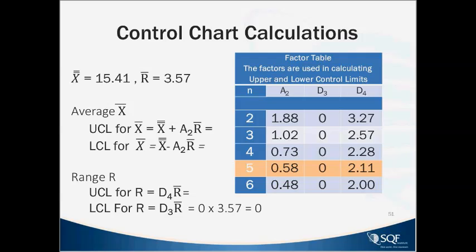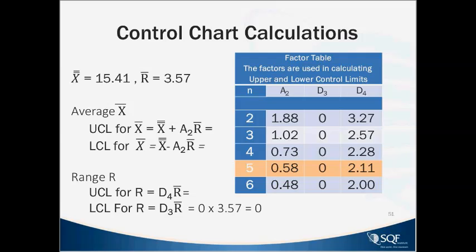So you see N is the column on the left. N represents the subgroup size. So in our case here, we had a subgroup of 5. That's why it's highlighted in orange. And then basically you go across, and for the A2 value, you can find a value of 0.58. So we know X double bar, we know A2 is 0.58, we know the R bar is 3.57. We use all of that information to calculate our upper control limit for our X bar chart. Similarly, for the lower control limit, it's the same, minus A2 R bar.